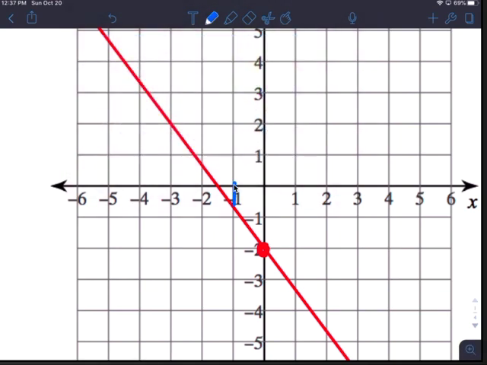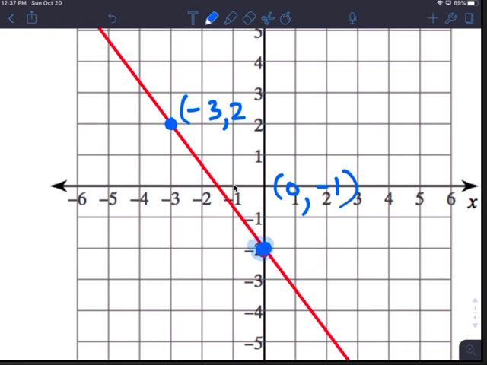-1, nope. -2, nope. -3, yep, right there at the corner because it goes to number 2. So here is -3 and 2. Here is 0, -1. This is my first point right here.